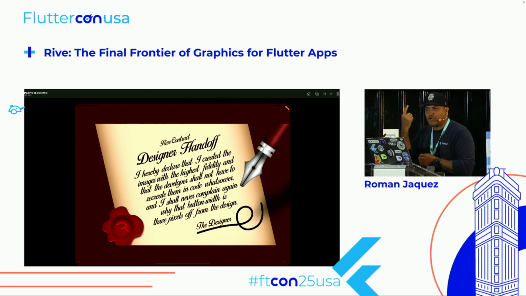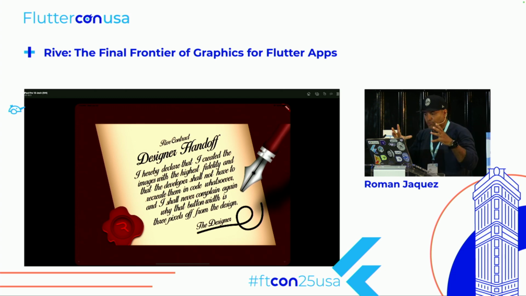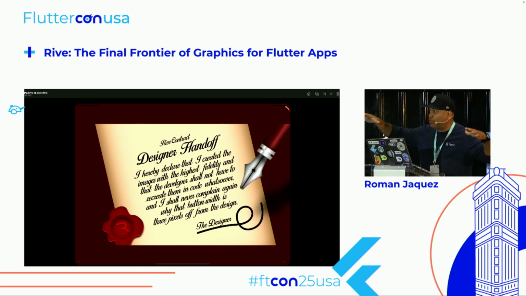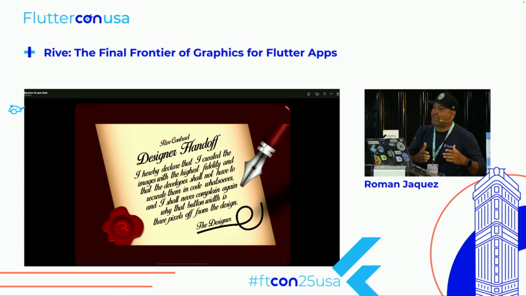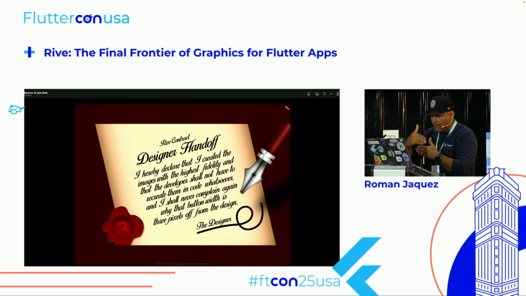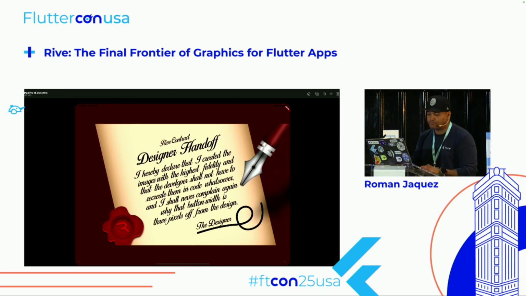The designer creates it in Rive, and then anybody, all the groups, whoever's working on web, iOS, Android, desktop, could use the same graphic. All you need to know is abide by that contract. So that's pretty good.